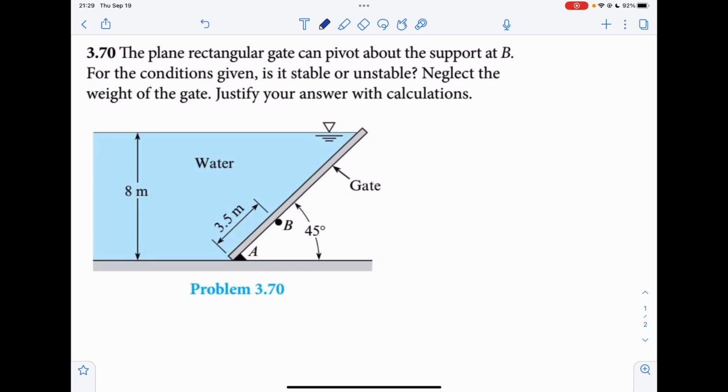Hello, today we're gonna go through the solution for homework 4. The first problem is 3.70.